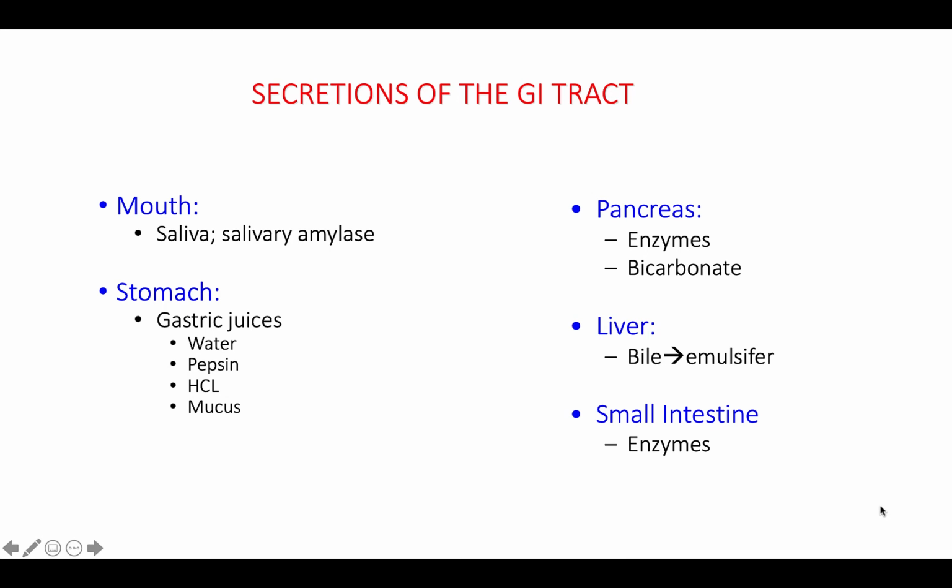We're going to review the secretions of the gastrointestinal tract. In the mouth, we have saliva and salivary amylase. In the stomach, there are the gastric juices: water, pepsin, hydrochloric acid, and mucus. In the pancreas, we have enzymes and bicarbonate. In the liver, there's bile that emulsifies fat. And in the small intestine, we have more enzymes.